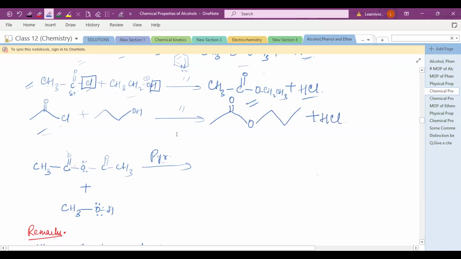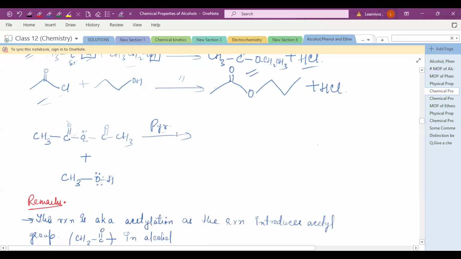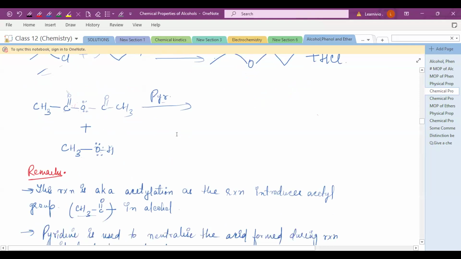Now that was the reaction of alcohol with the acid chloride, RCOCl. But what about the acid anhydride? That means CH3COOCOCH3. This is the acid anhydride, right? So when you react the alcohol with the acid anhydride, suppose we just take methanol, CH3OH. Methanol has an oxygen with a lone pair, right?